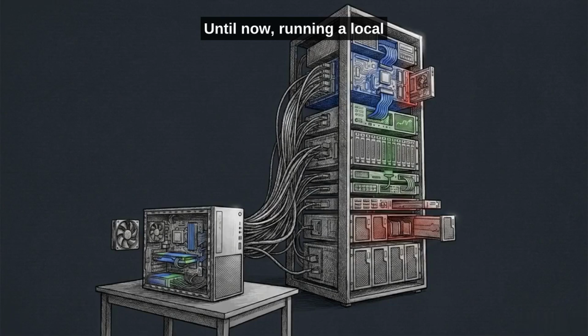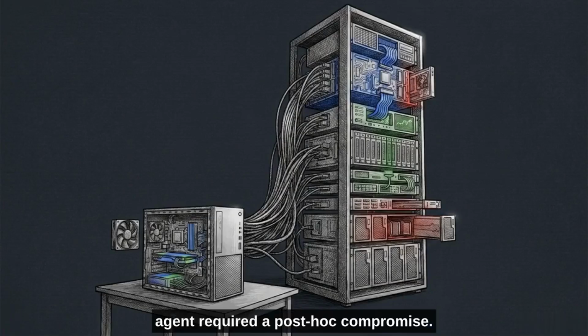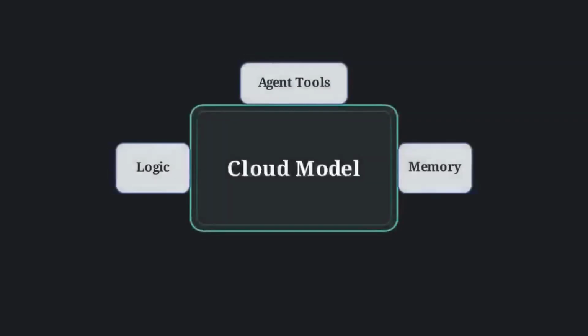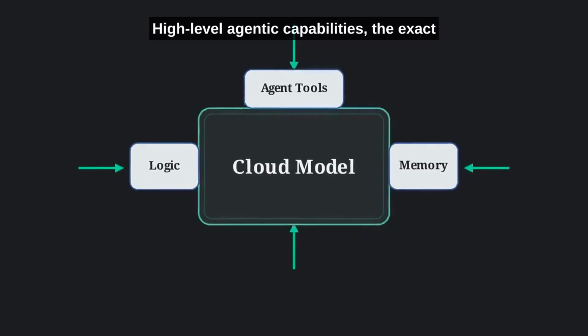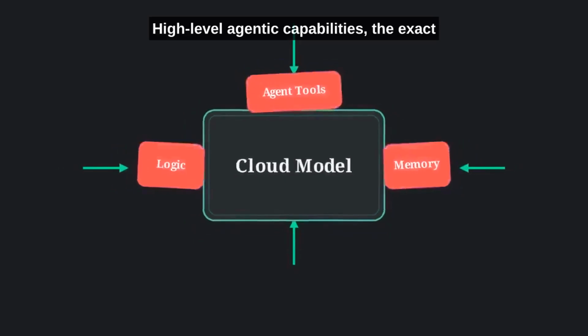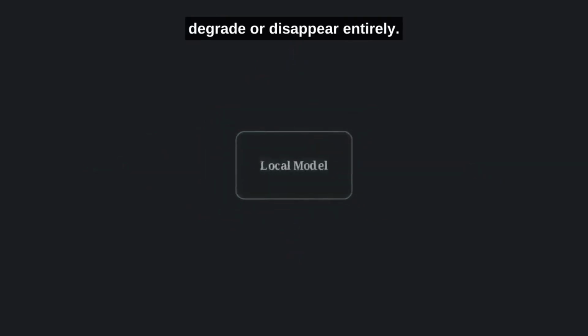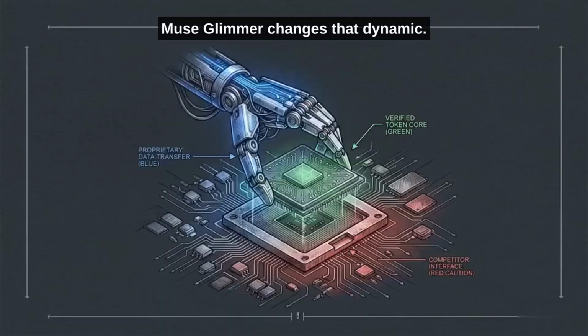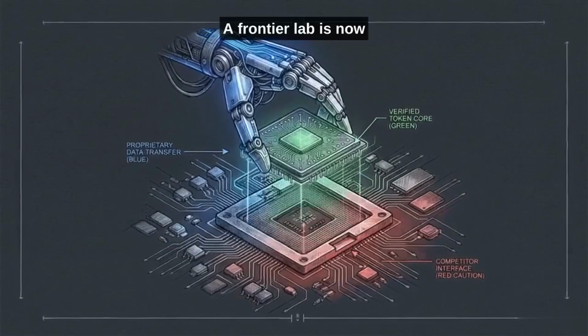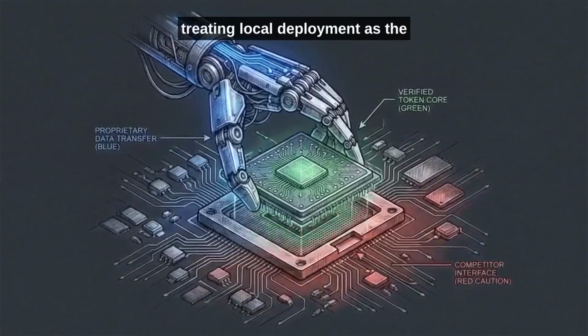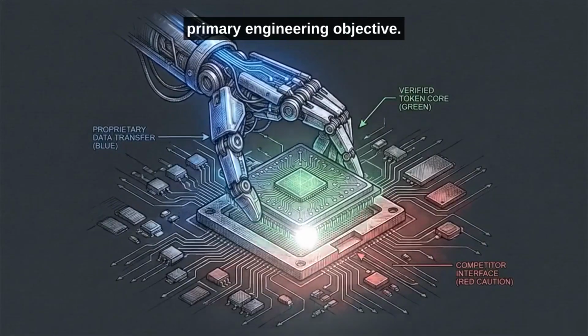Until now, running a local agent required a post-hoc compromise. The community would compress a massive cloud model to fit onto a standard consumer GPU. That community-led compression usually introduced severe friction. High-level agentic capabilities, the exact functions required for autonomous workflows, were often the first to degrade or disappear entirely. Muse Glimmer changes that dynamic. A frontier lab is now performing the compression themselves, end-to-end, treating local deployment as the primary engineering objective.